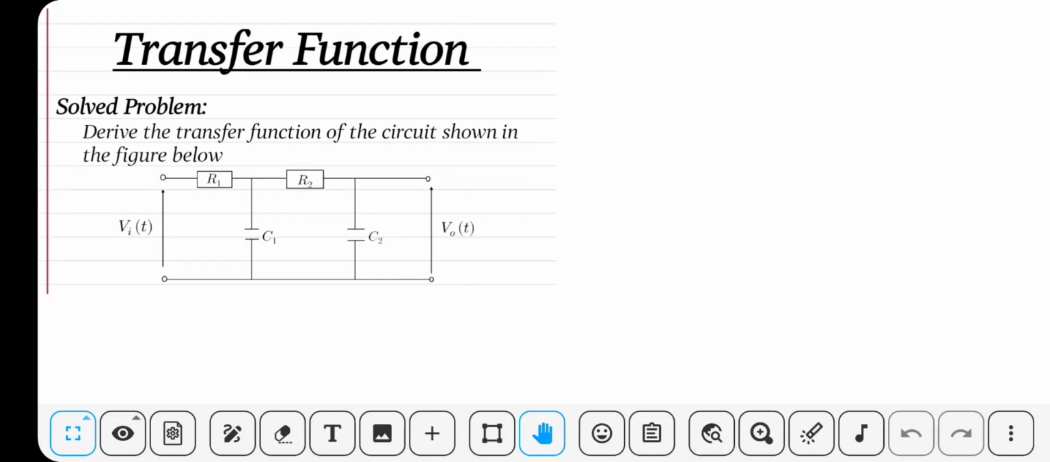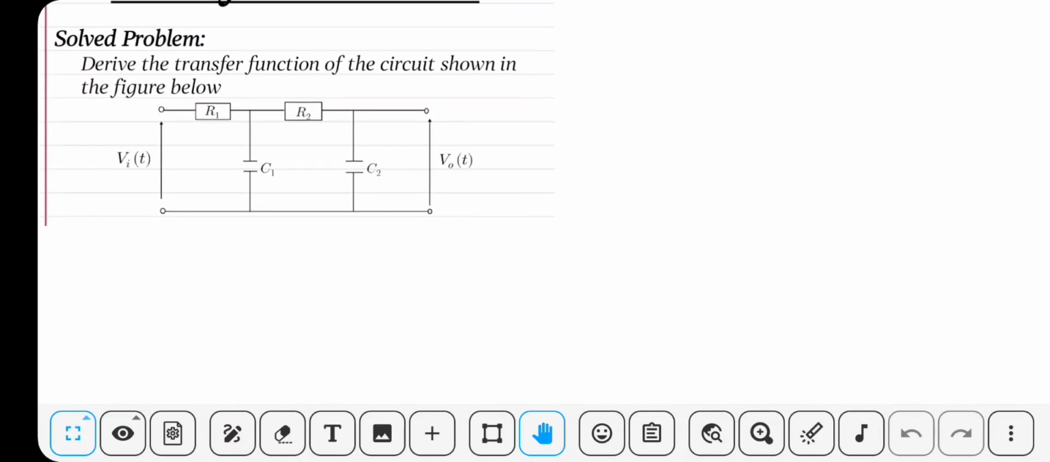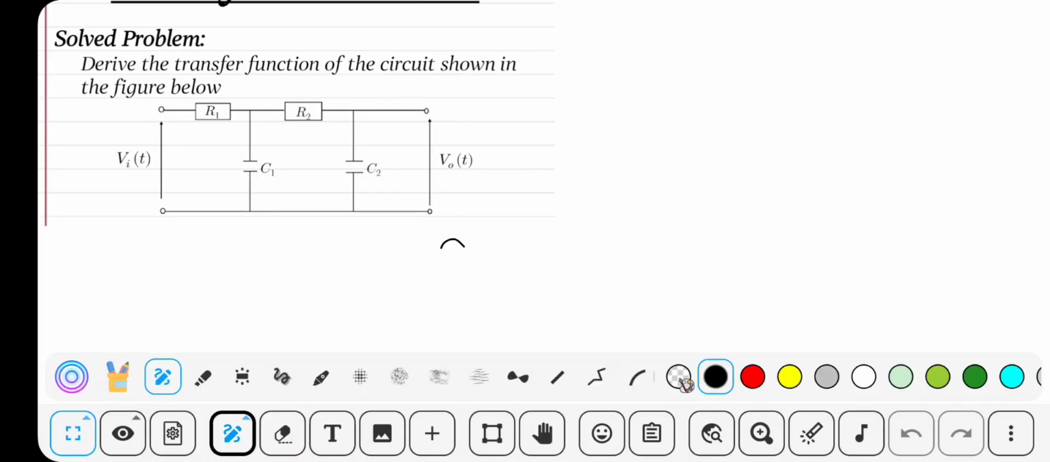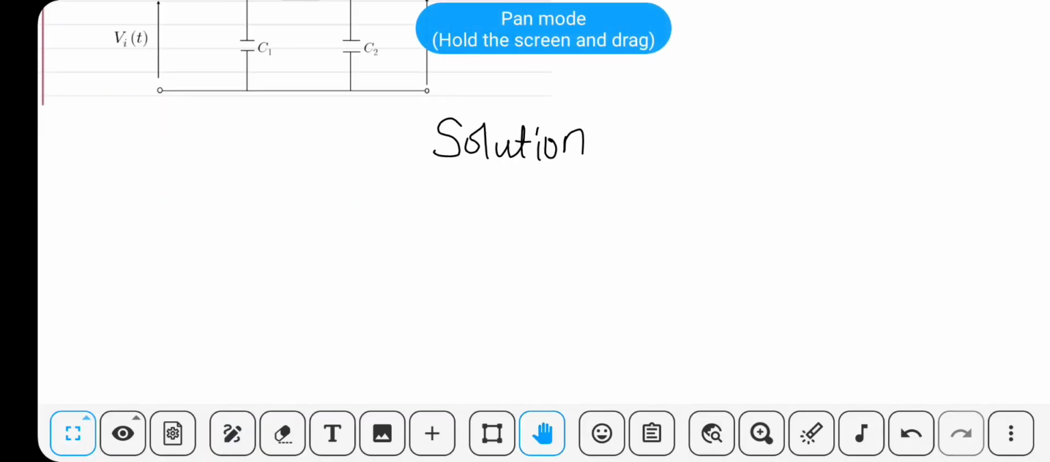In this video, I'm going to teach you how to solve this question. So the first thing I'll do is write down my solution, and then draw the given circuit.